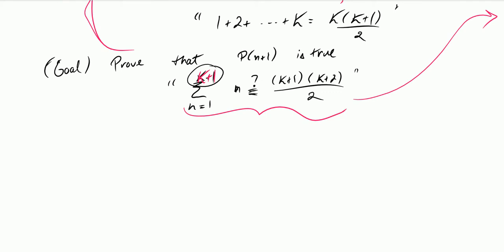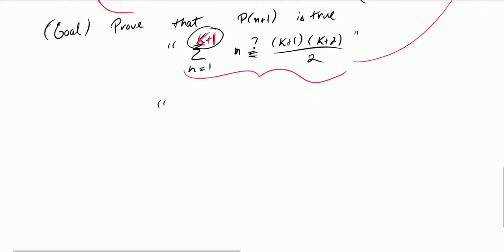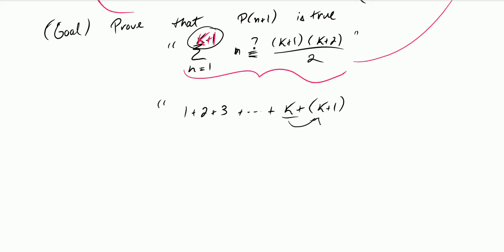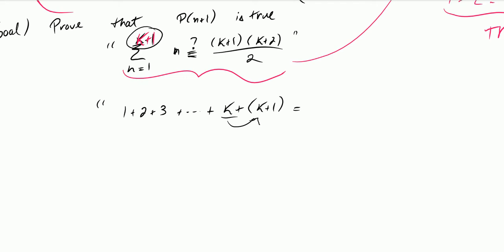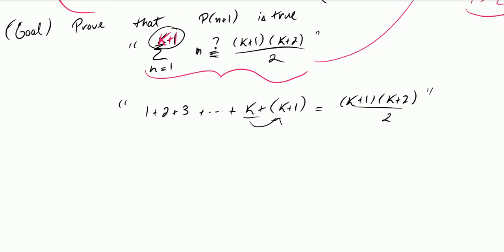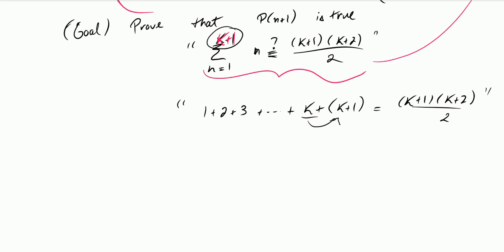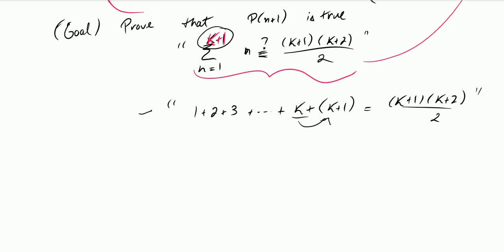I'm going to rewrite this again. What this means is that 1 plus 2 plus 3 plus dot dot dot plus k, and this is the term that I'm adding, plus k plus 1. Notice this is just the following integer after k. I want to show that that's equal to k plus 1 times k plus 2 over 2. So this is my statement P(n plus 1), or k plus 1. It really doesn't matter. n is just a dummy variable. So I'm trying to show this.